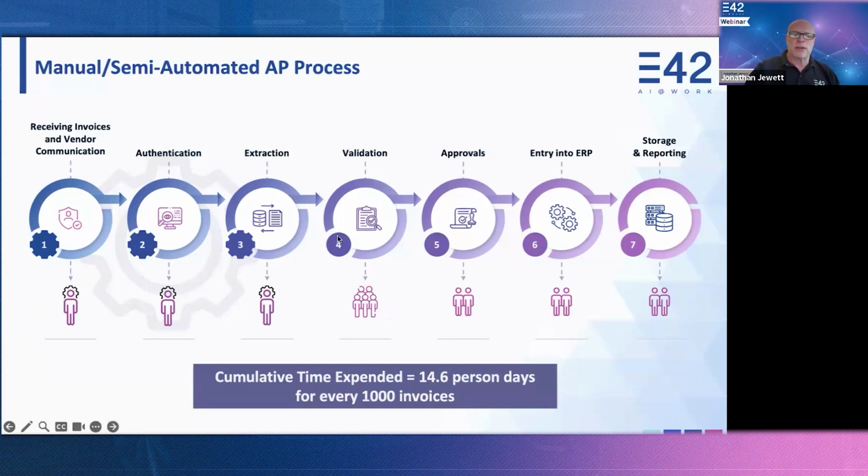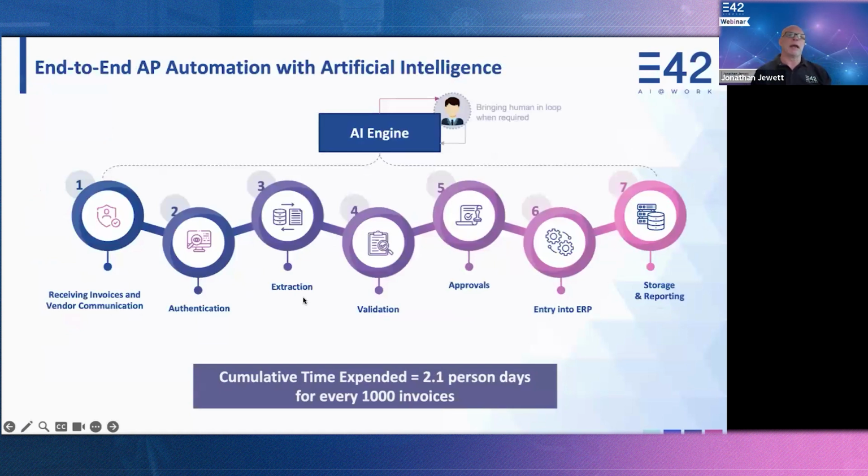Now by comparison, let's take a look at an AI-enabled process. In this case, what you're looking at is a process that can go, in many cases, up to step 5, if not further, with absolutely no human involvement at all. So it's a process that's handled completely by the system, receiving invoices and vendor communication, with an intelligent agent constantly monitoring those channels and others to see these invoices as they come in 24/7.